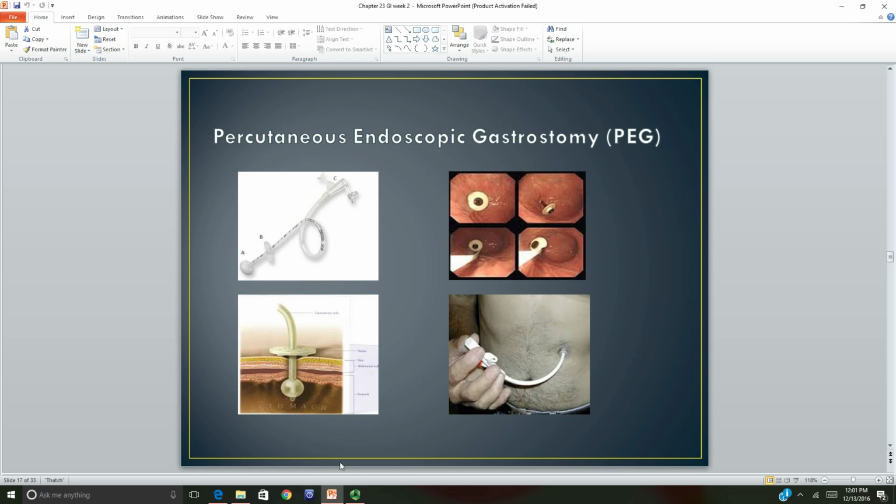A percutaneous endoscopic gastrostomy, or PEG, is a common method of providing access to the stomach through a flexible tube inserted through the abdominal wall. The tube is intended for feeding patients who are unable to eat normally because of disease or trauma.